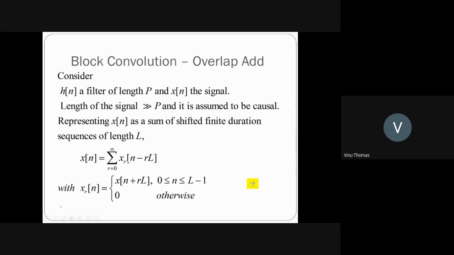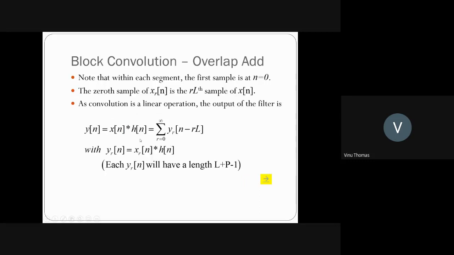Now we have x of n equal to sigma r equal to 0 to infinity x_r of n minus rL. So we can convolve each x_r of n minus rL with h of n and then add them. Therefore this you can write as sigma r equal to 0 to infinity y_r of n minus rL, where each y_r of n is the convolution of x_r of n with h of n. Is it understood?